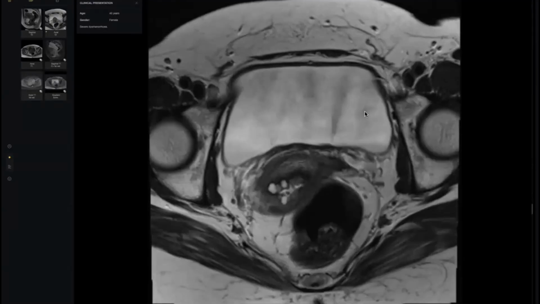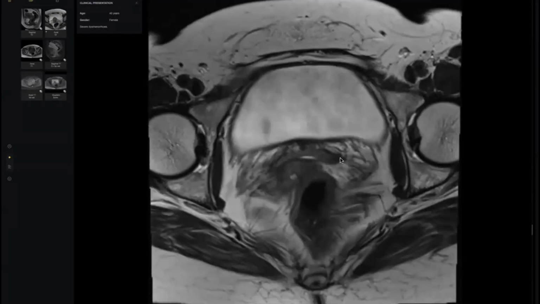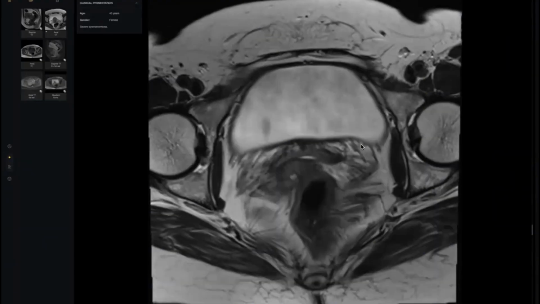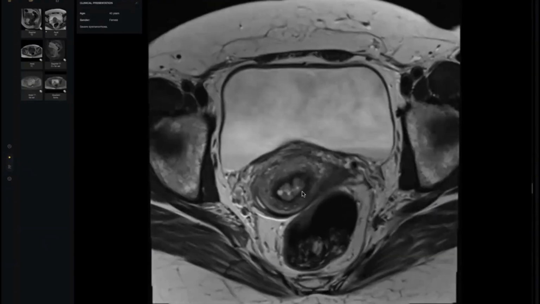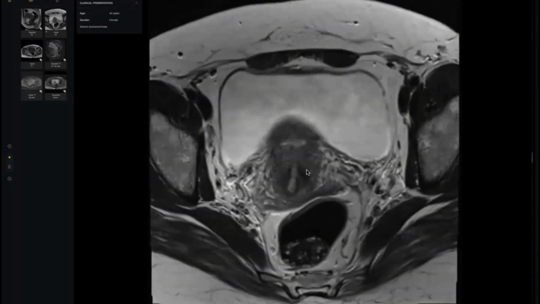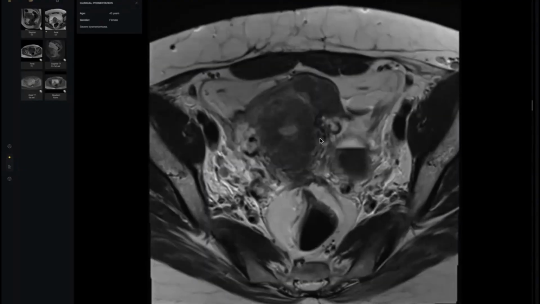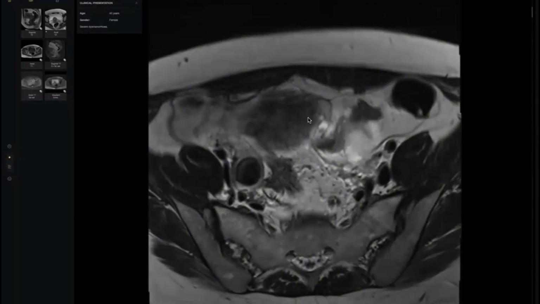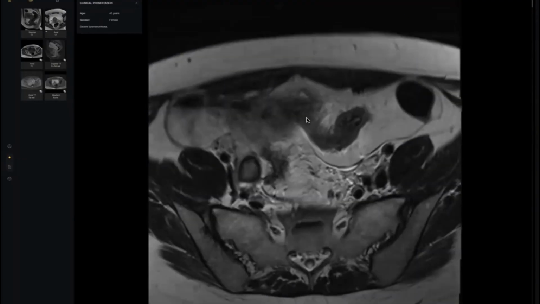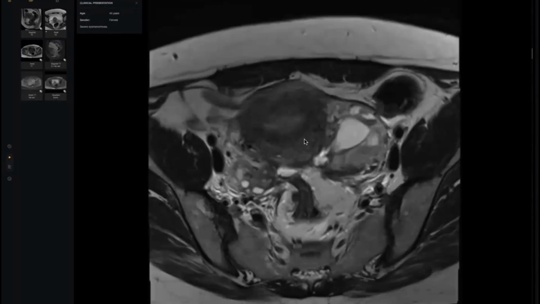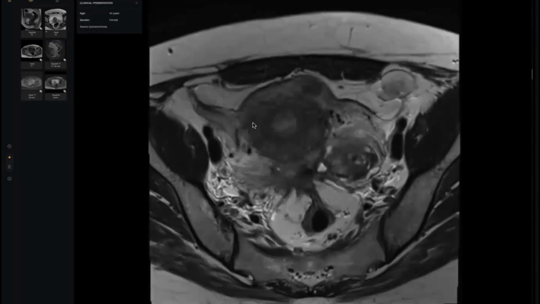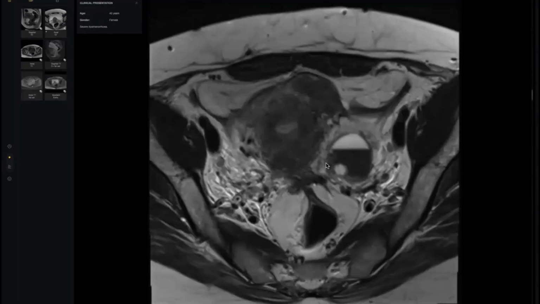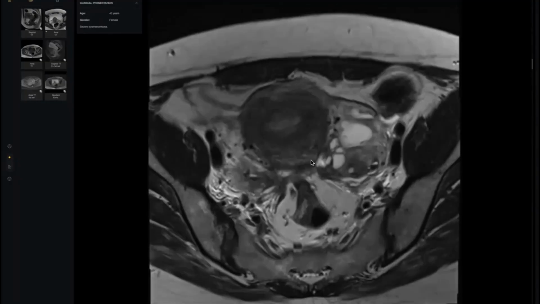So these are the axial T2 MRI images of the patient. I'm scrolling through the images. Here are Nabothian cysts noted within the cervical region. Again, I can see the junctional zone appears to be irregular and thickened. What else? Looking at the adnexa.